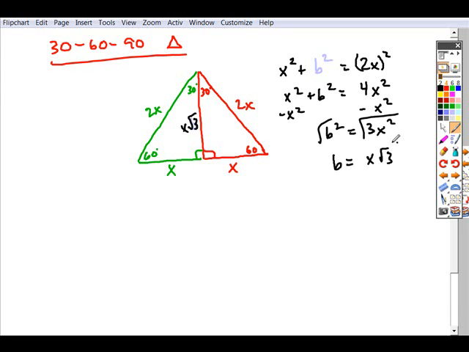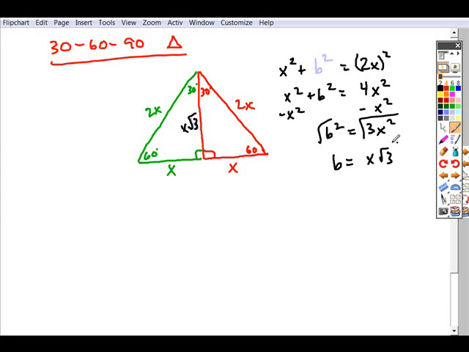And so these are your patterns for 30, 60, 90. It's x, the side opposite 30 degrees. X root 3 is the side opposite 60 degrees. And then 2x is the hypotenuse. Anytime I refer to this, I'm going to do one of two things. I'll either refer to it by the angle it's opposite: x is the side or the leg opposite 30 degrees, and x root 3 is the leg opposite 60 degrees. You may also hear me refer to it as the shorter leg and the longer leg. The shorter leg is x, the longer leg is x root 3, and the hypotenuse is 2x.